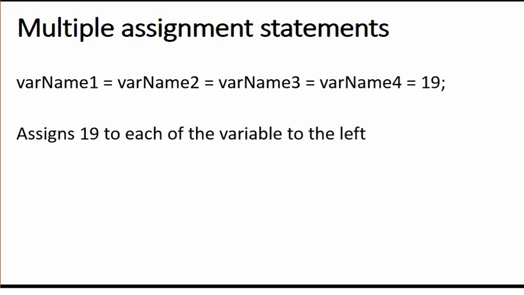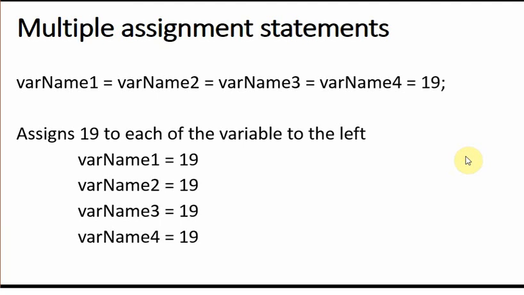So it always starts from the right. So 19 is going to be assigned to the variable to its left. And so that means that varname 3 equals varname 4. We go to the right. So varname 4 having a value of 19, that value of 19 is now going to store into varname 3. 19 from varname 3 is going to store into varname 2. The value stored in varname 2, which is 19, is now going to store into varname 1. Isn't that just delightful?